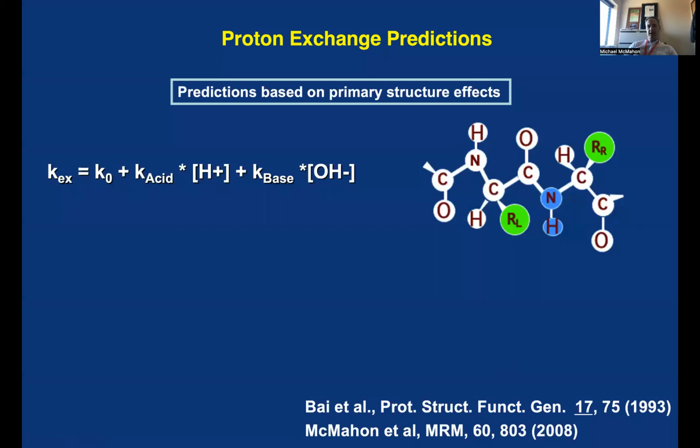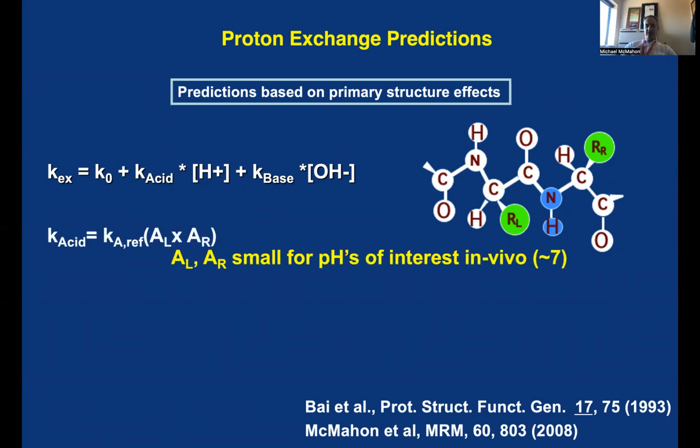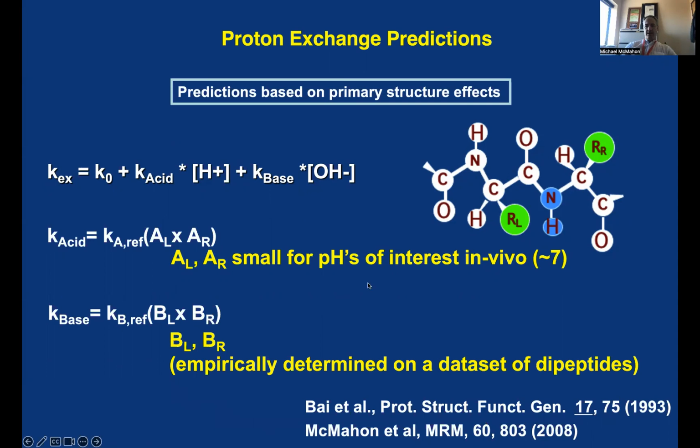And so we then went ahead and used these expressions from Walter Englander's group, which related the primary structure of the amino acid backbone with the chemical exchange of the amide proton. So you can look at the left and the right amino acid side chains for a given amide, and then you can look at the acid and base catalyzed exchange based on this left and right amino acid, and then use their expression to calculate based on this empirical equation, which they described.